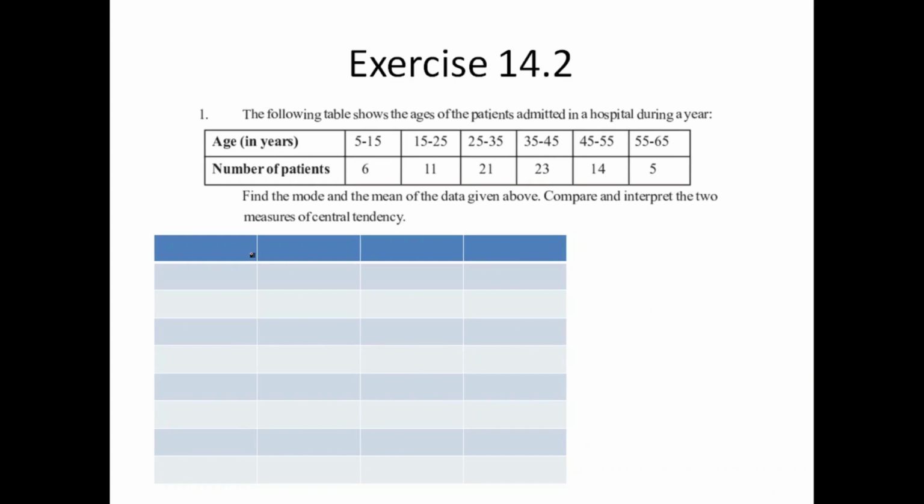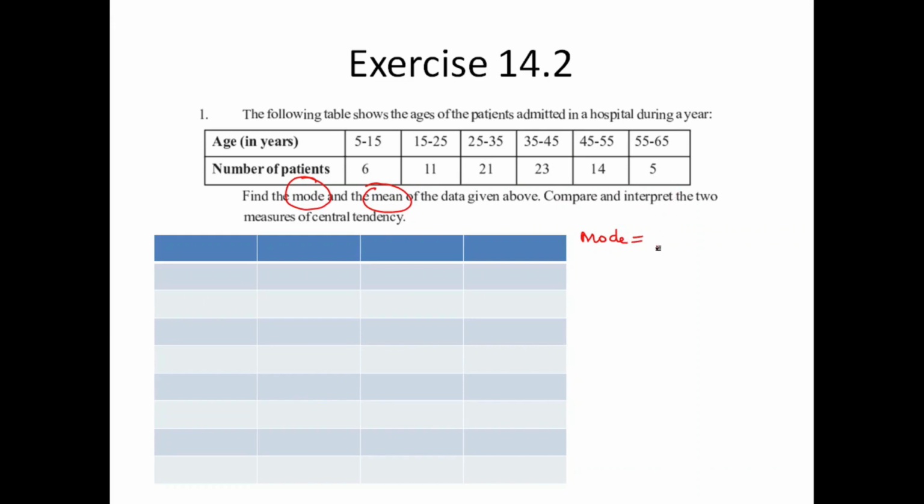Interpret the two measures of central tendency, so you can interpret them after finding the mode and mean using the different formulas. First of all, you need to know what the mode formula is. Let me say only the mode formula.